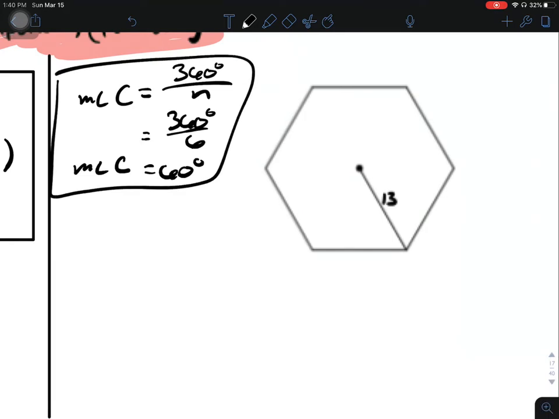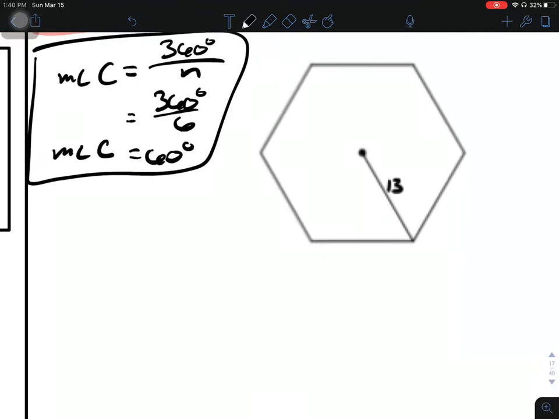Although the central angle is 60. Now let me just show you what that would be in this case. If I take this central angle here, it's 60 degrees. What we're more concerned with is when we drop an altitude in that triangle.